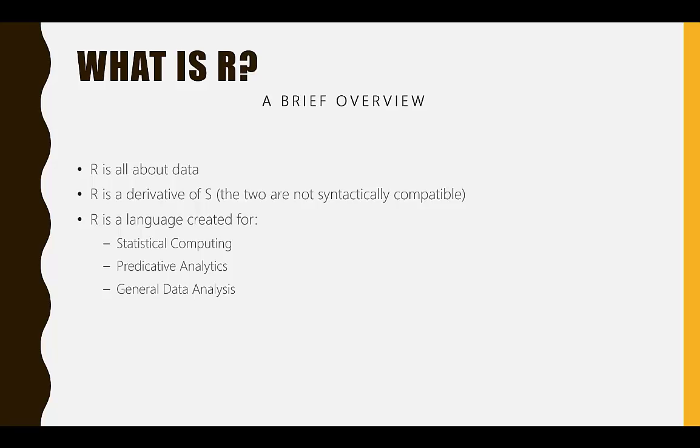All right, so let's quickly go over a brief overview of R. R is a language that's all about the data. It's not an object-oriented language. It's not a compiled language. It is a derivative of S. Now, S was created in 1976 by a gentleman named John Chambers at Bell Labs. S was rewritten in 1988 in C. The original libraries were in Fortran.